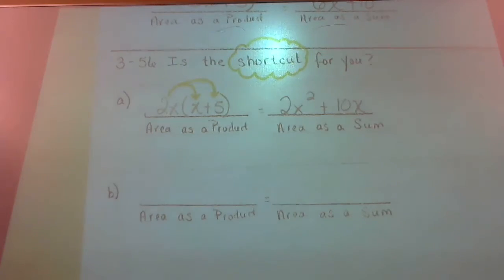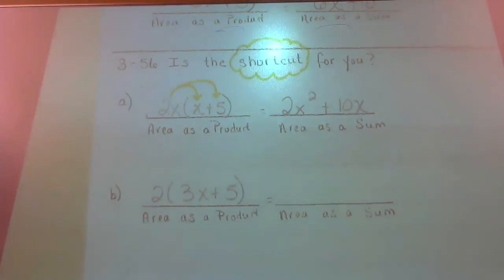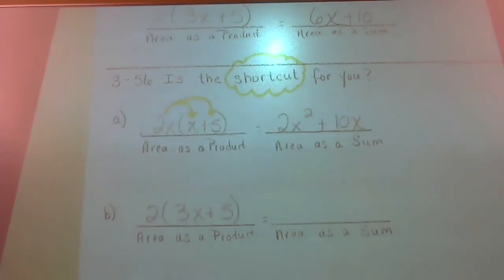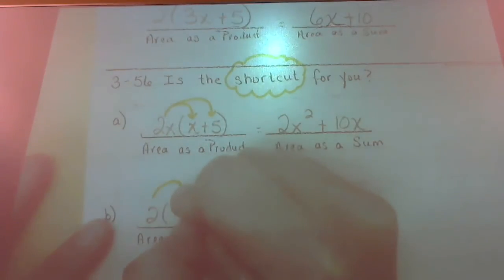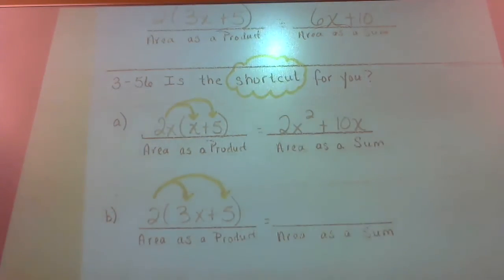All right, let's try D now. I'm going to just have you rewrite it. That's the one that you just did. And let's look at the answer. We already know what the answer is, but let's use our distribution here. Well, 2 times 3x, there's our 6x, and 2 times 5 is 10.